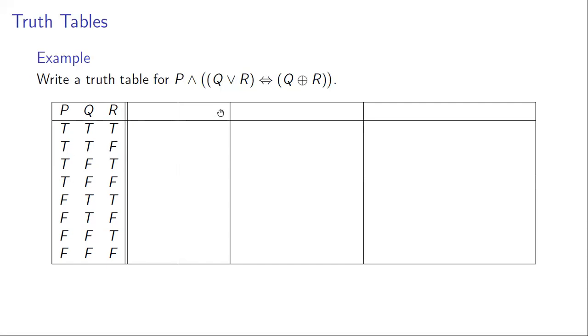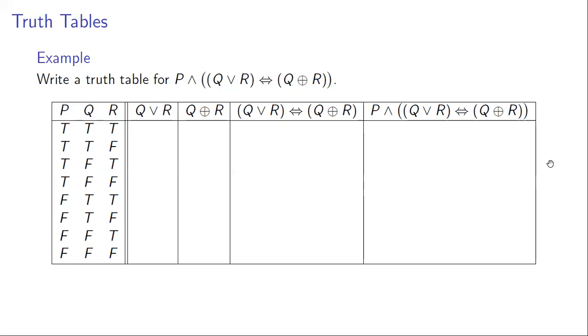All right, so now what do we need to do? We need to do P and something. So before we can do this and, we have to figure out what this something is. This something is a whole complicated expression, so we'll break it down into parts. We have one part here, Q or R, so we'll have one column for that. We have another part for Q xor R, so we'll have another column for that. Then we have to take those 2 previous things and combine them using if and only if. And then finally, we can take P and this if and only if part and combine them using and.